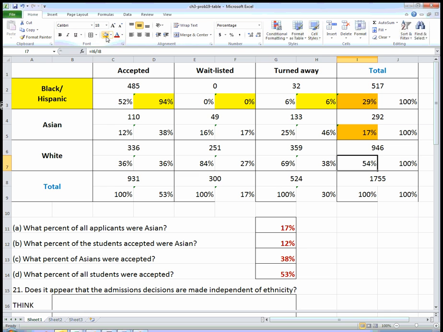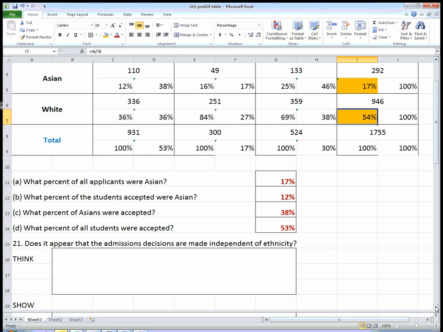Remember, these are called marginals, and these are called conditionals because they're saying specifically, if I am accepted, then what's the chance I'm Black or Hispanic? That's this one. If I'm Black or Hispanic, what's the chance I'm accepted? That's these ones. Okay, so let's go down and look at this information and really try to make a conclusion. Does it appear that the admissions decisions are made independent of ethnicity? I want to use the think, show, tell rubric that they used.